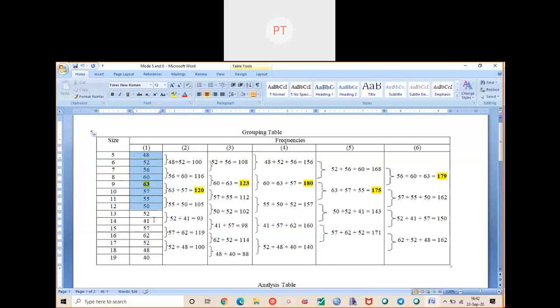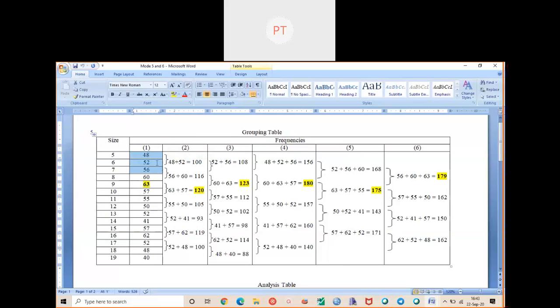So this way the frequency goes on. Okay, so in the second column we have to find the sum total of first and second frequency. In the third column we will find the total of second and third. In the fourth column we will find the sum total of first, second, and third. And in the fifth column, we will find the sum total of second, third, and fourth.